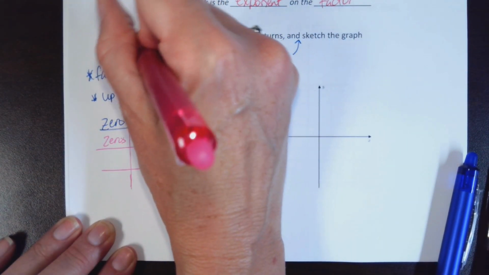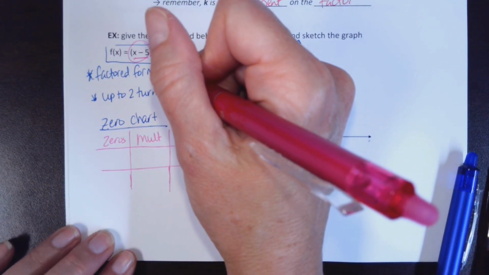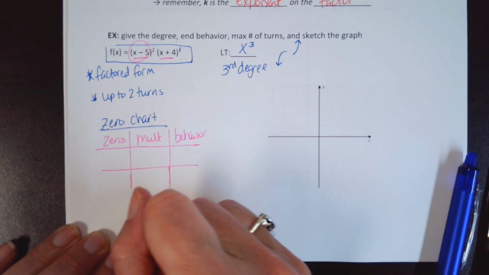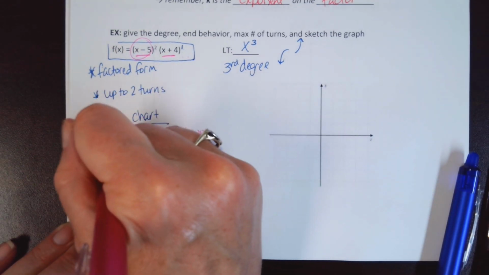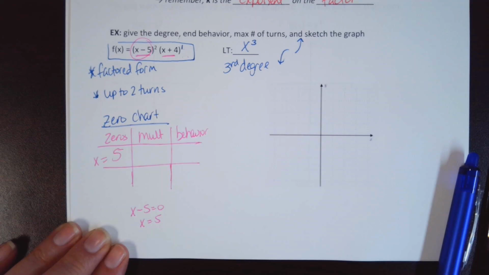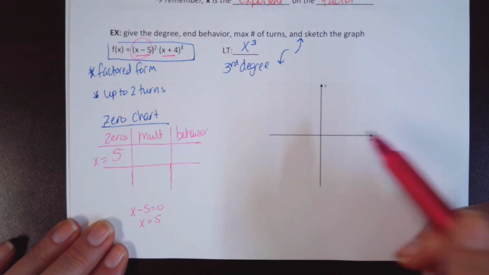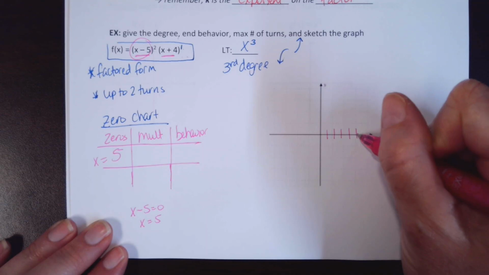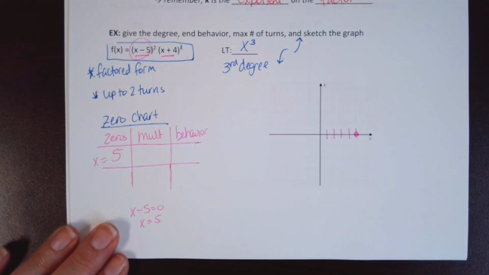I want to think about taking my factor and setting it equal to 0. So x minus 5 equals 0. That gives me x equals 5. That is a zero or root. That's where I have an x-intercept at positive 5. So let's look at that. 1, 2, 3, 4, 5. There is an x-intercept.